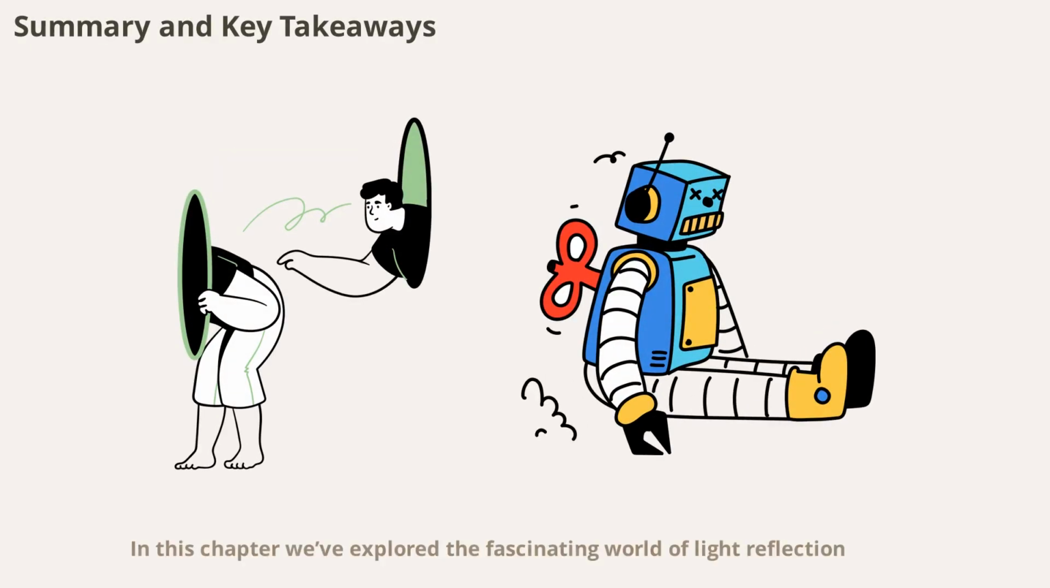In this chapter, we've explored the fascinating world of light, reflection, and refraction. We've learned how mirrors and lenses shape the images we see, how the human eye uses these principles to focus light, and how technology harnesses optical phenomena for communication, safety, and entertainment. Understanding these concepts not only deepens our appreciation for the science of light, but also reveals its importance in our daily lives. As we move forward, remember how these principles connect the natural and technological worlds.